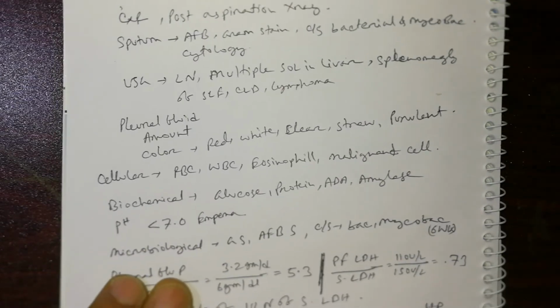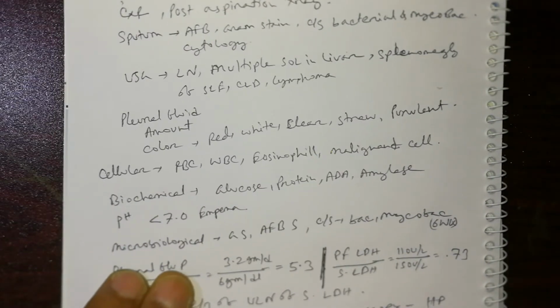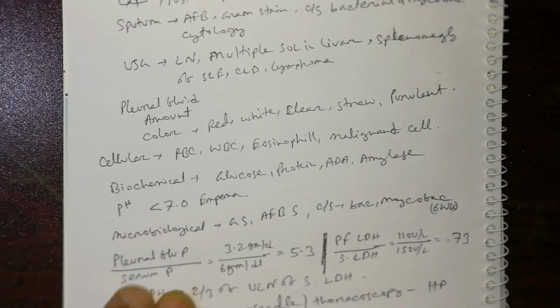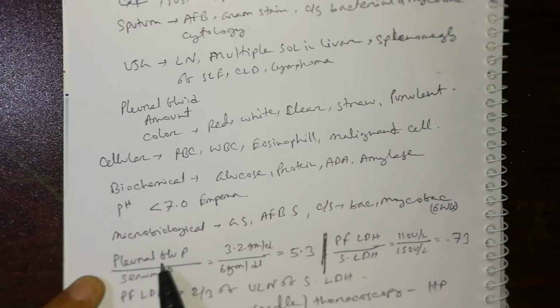And then microbiology, you send the pleural fluid for gram staining, AFB staining, culture sensitivity, both bacterial and mycobacterial, already discussed. Then you will send serum protein, total protein, and pleural fluid protein. You see the pleural fluid protein and serum protein ratio, if more than 0.5. That means pleural fluid protein 3.5 gram per dl and serum protein 6 gram per dl.